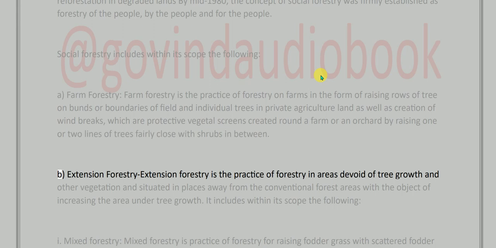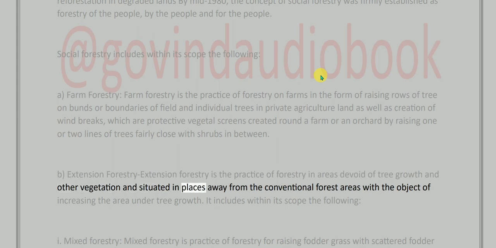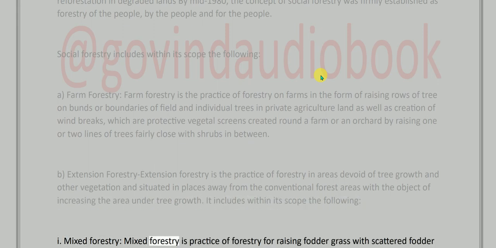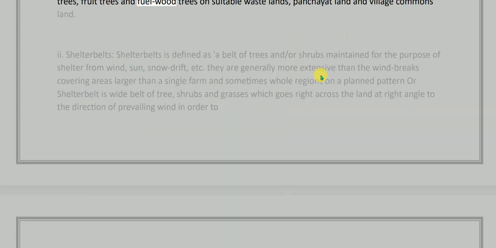B. Extension forestry. Extension forestry is the practice of forestry in areas devoid of tree growth and other vegetation and situated in places away from the conventional forest areas, with the object of increasing the area under tree growth. It includes within its scope the following. 1. Mixed forestry. Mixed forestry is the practice of forestry for raising fodder grass with scattered fodder trees, fruit trees and fuelwood trees on suitable wastelands, panchayat land and village commons land.